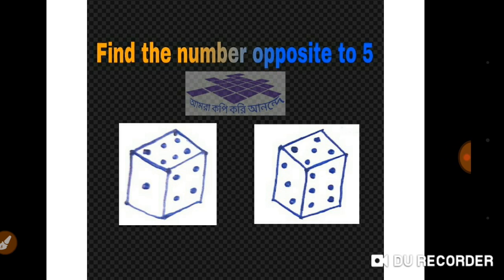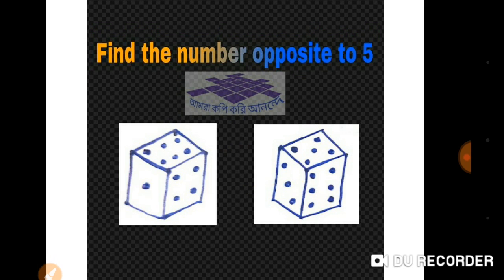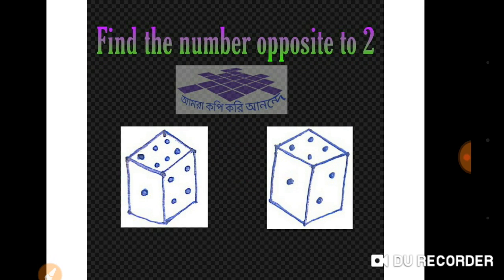First, I'm giving you a question. Find the number opposite to 5. These two dice are given to you. Now you have to find the opposite number to the 5. Second question is find the number opposite to 2. So pause the video and try to find out the answer of these two questions. Go to the comment box section, comment your answer, then resume the video.